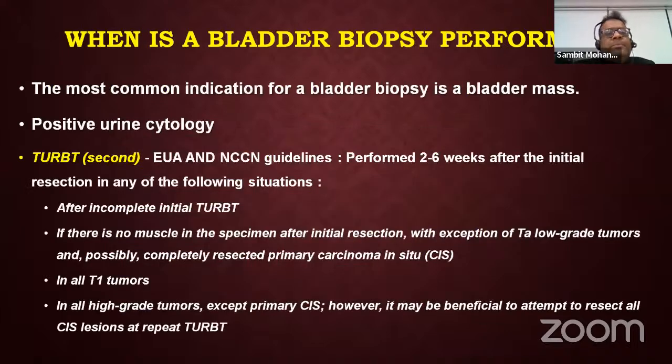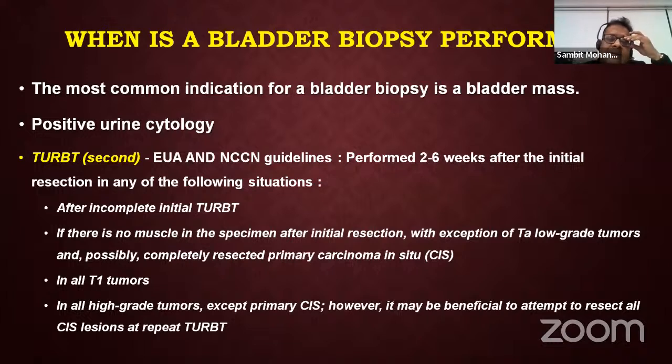So when is a bladder biopsy performed? The most important indication is when there is painless hematuria and a mass in the bladder. The urologist goes inside the bladder with the cystoscope and finds a mass. That mass lesion is the most common indication of a bladder biopsy. Sometimes they also see erythematous areas or very white areas. If it is completely white or red, those are areas suspicious for carcinoma in situ, and they should be biopsied. Or there is a positive urine cytology.